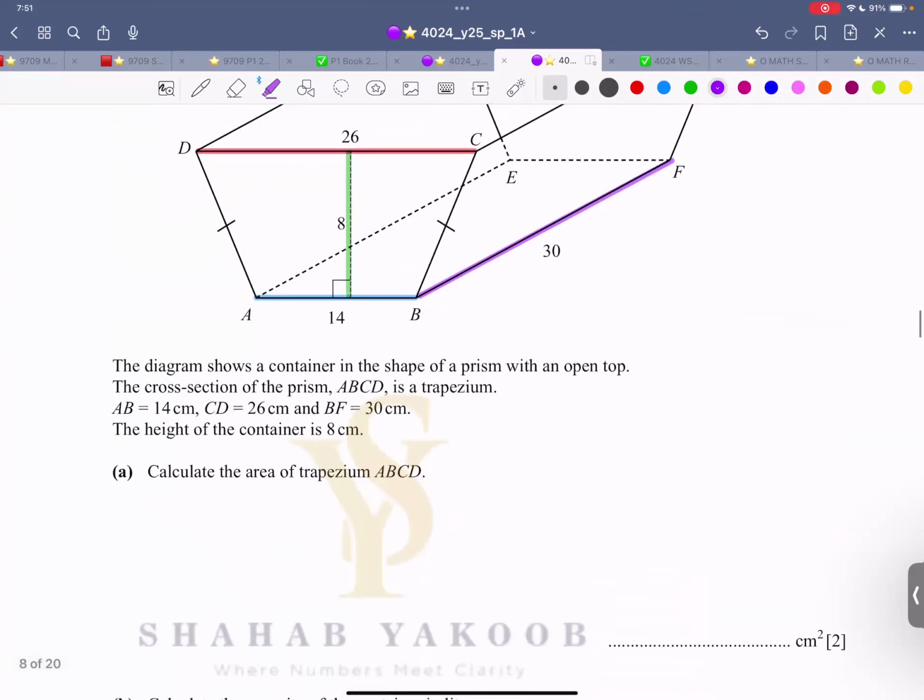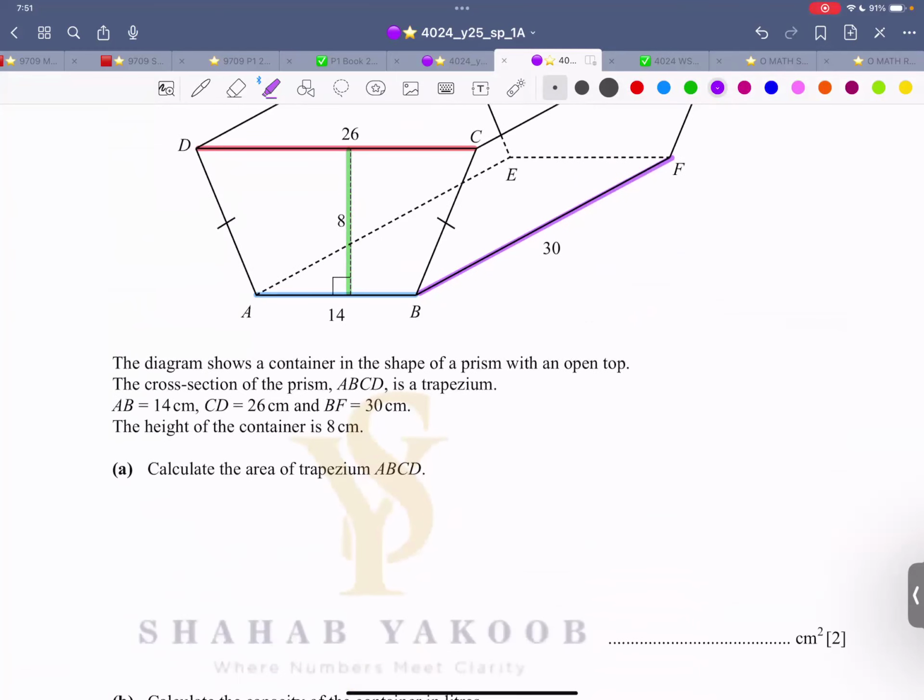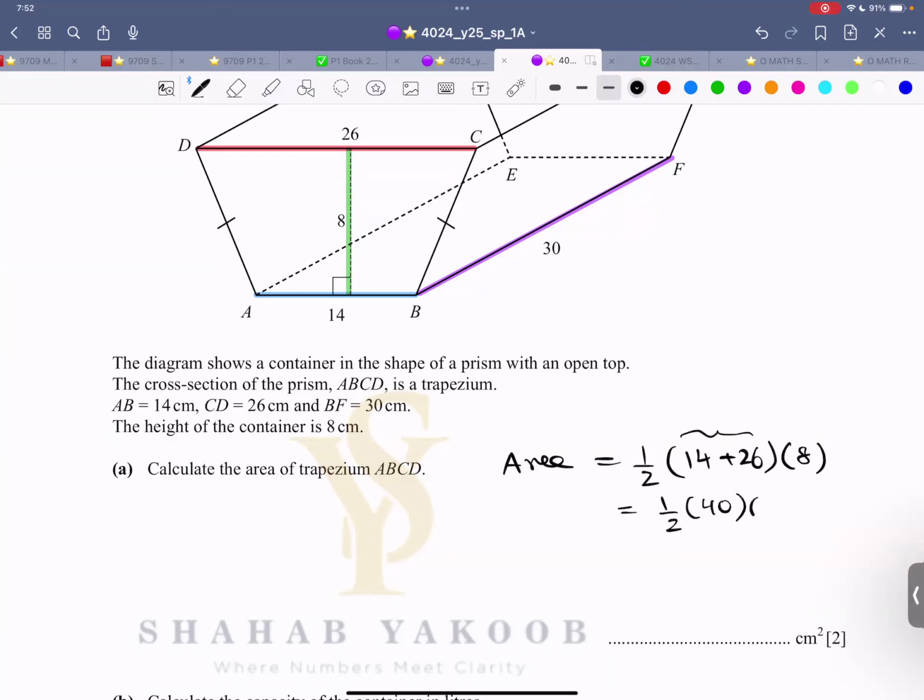Now, that's a big question. First of all, let's talk about the area of a trapezium. Area of a trapezium is half the sum of the parallel sides. That is 14 plus 26. That's a nice number, and it's also perpendicular 8. 14 plus 26, how much is that? 40. So half into 40 into 8. 2 fours are 8, 4 into 40, that is 160. That is the answer for this particular part.